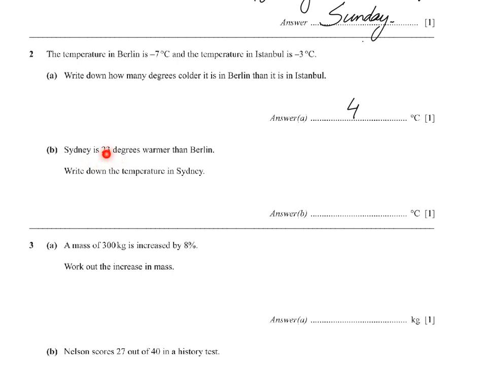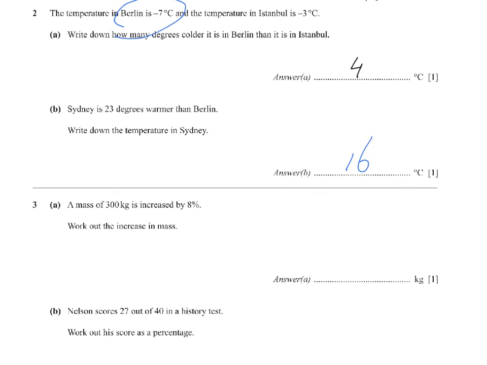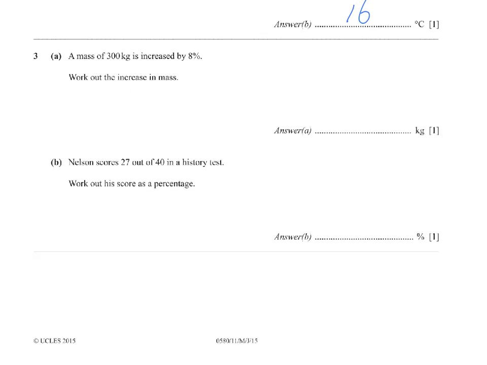Sydney, we continue, is 23 degrees warmer than Berlin. What is the temperature there? So -7, make sure you take the temperature of Berlin, not accidentally of Istanbul. So it's -7 plus 23, and that is 16. Very good. So that's a very nice start of the exam already. Moving on, a mass of 300 kilograms increased by 8%. Work out the increase in mass.